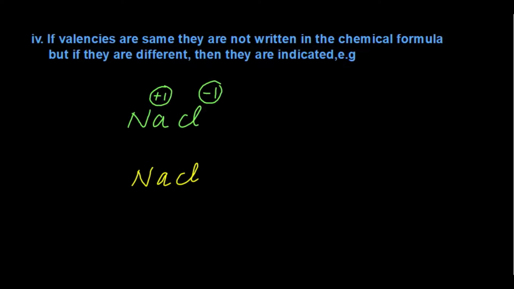Similarly, we take another example, calcium oxide, having the same valencies. In calcium oxide, the valency of calcium is +2, while the valency of oxide is -2. Since these valencies are the same, while writing the chemical formula for calcium oxide, usually these valencies are not written. So what is the chemical formula for calcium oxide? CaO. I hope this is clear.